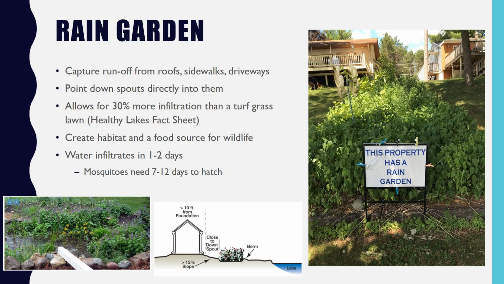And then back to this water ponding thing. So a rain garden is designed to allow water to infiltrate in 1 to 2 days. And mosquitoes, which everyone is concerned about with rain gardens, need 7 to 12 days to hatch. So if you have ponding or anything in your yard, one, you want to put the rain garden above that to catch that before it can pond. But then two, you're going to eliminate those mosquitoes being able to lay their eggs and hatch in your yard because of these rain gardens.